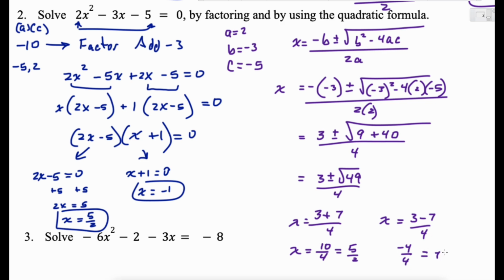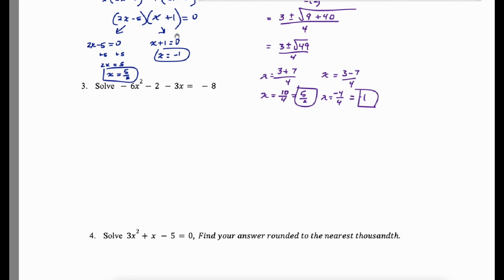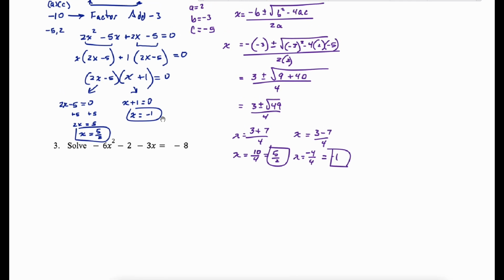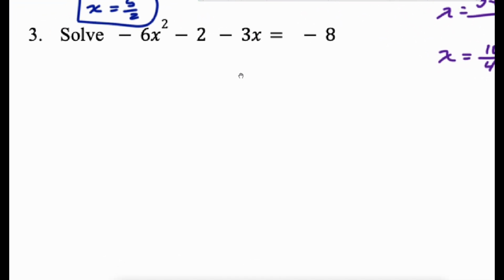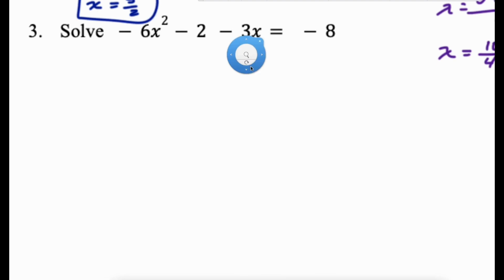Oh, didn't write that well. Negative 1. Okay, so 5 halves and negative 1, just like what we got when we factored. Okay, let's take a look at the next one. Okay, solve. So I didn't say to factor this one. Hopefully you all see that the quadratic formula works.